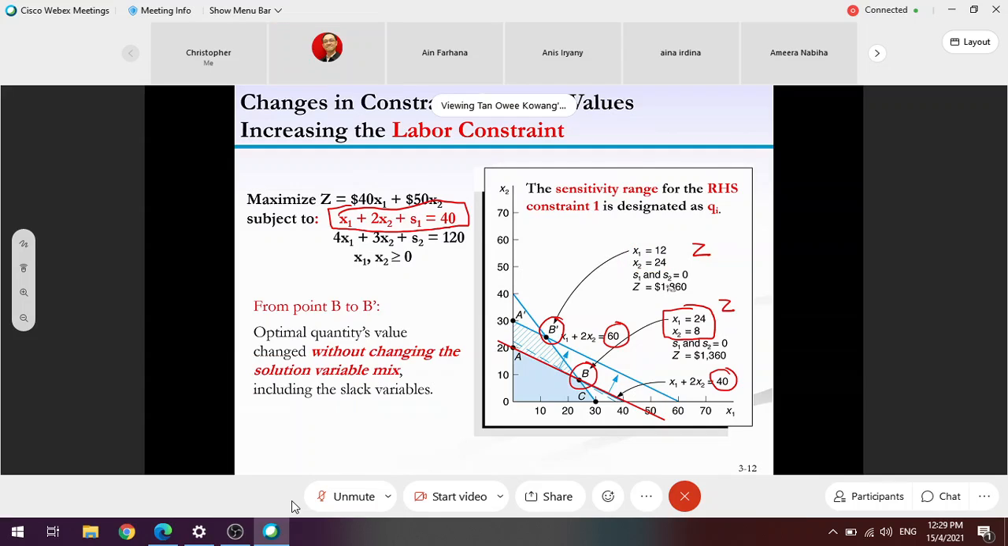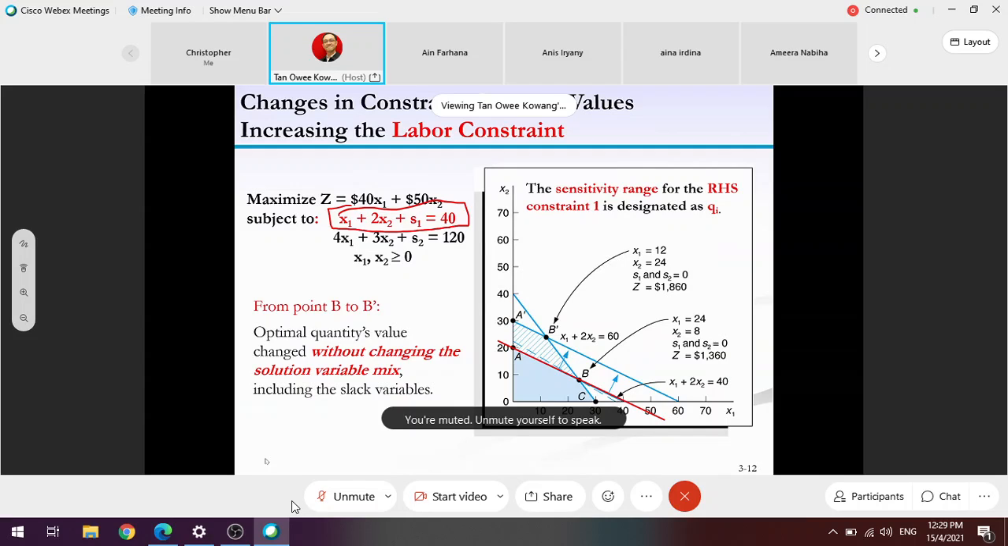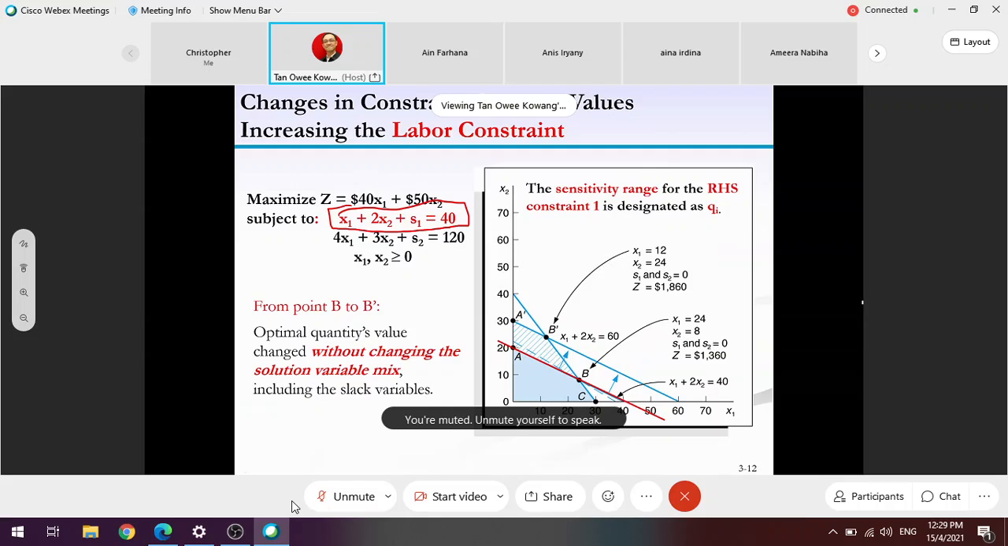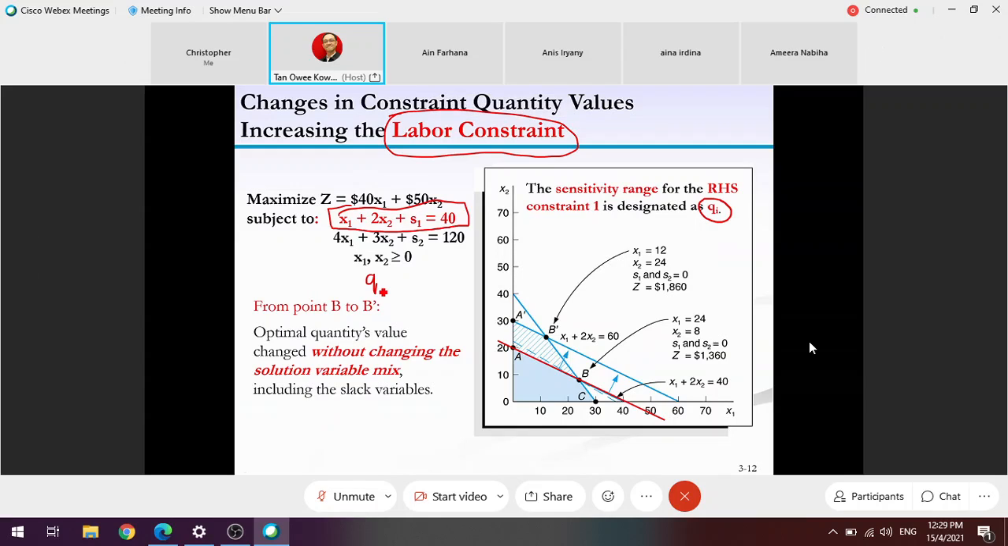If you look at what I try to show you on this slide, what we want to do now is identify the sensitivity range for the right-hand side value of the label constraint. We want to identify A and B for Q1. How to identify A and B for Q1? You need to identify 2 points. From the 2 points, you can identify the limit for Q1, upper and lower.